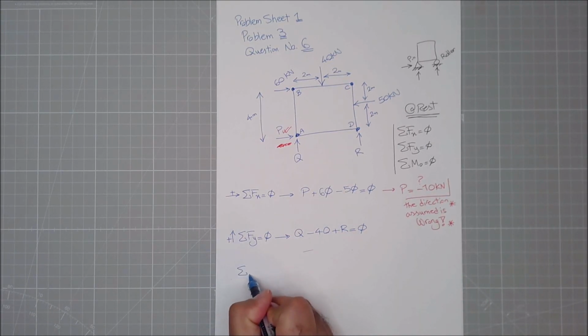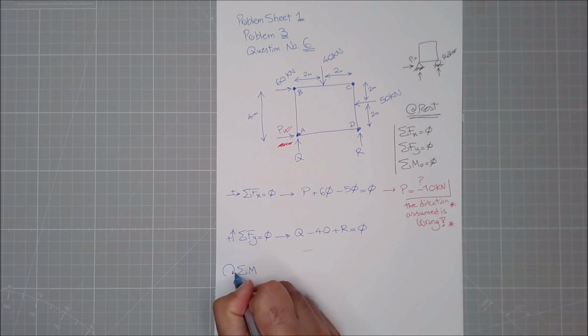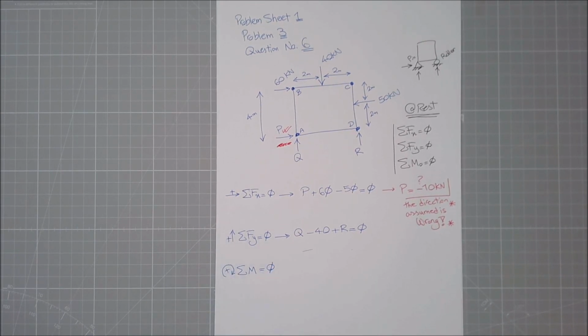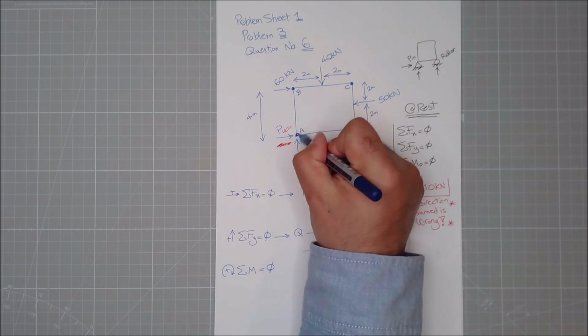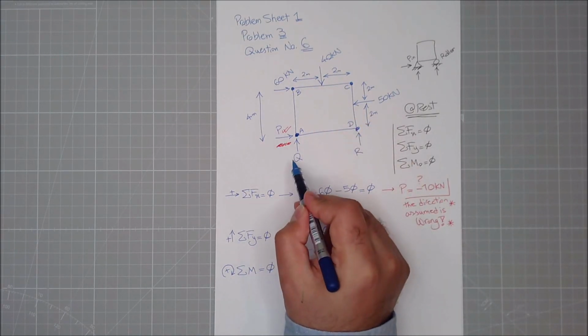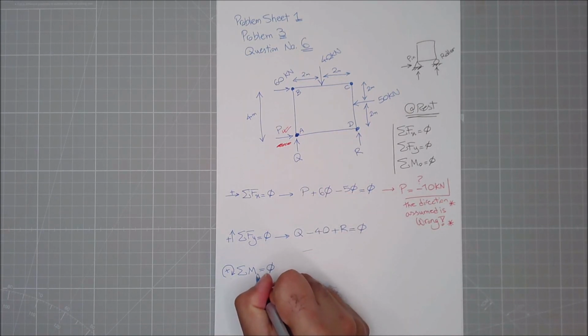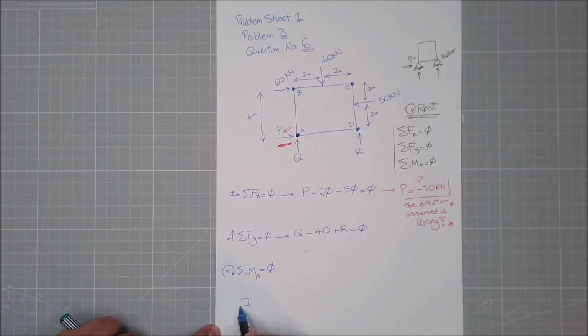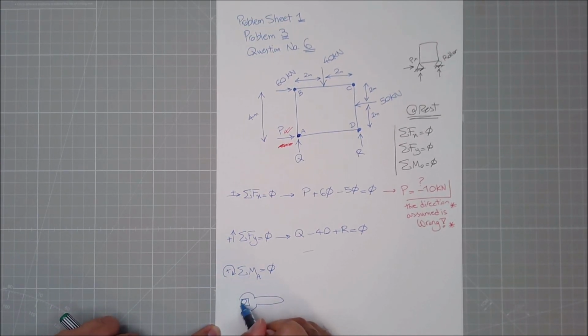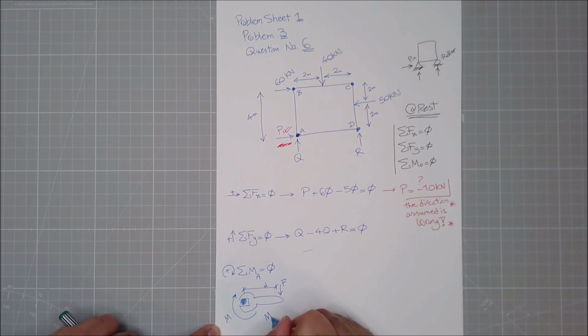What is left? Summation of all moments along one point equals to 0. That point, from now on, I suggest you select at a place that you have majority of your unknowns. Looking at A, I have two unknowns, so A is the best place to select that point. So I'm going to write all of the moments which are resultant from those forces applied. Here the wrench is back. Force, displacement perpendicular will cause a moment, which is force times the displacement.